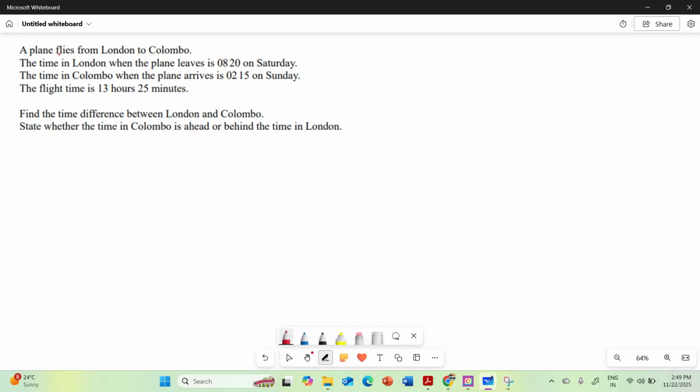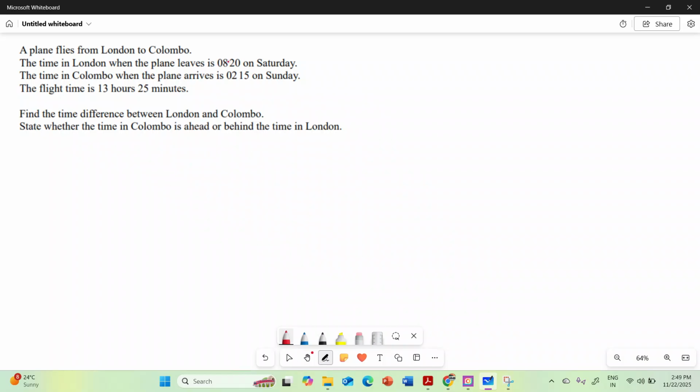Here I have a question. A plane flies from London to Colombo. The time in London when the plane leaves is 8:20 on Saturday. The time in Colombo when the plane arrives is 2:15 on Sunday. The flight time is 13 hours 25 minutes. Find the time difference between London and Colombo. State whether the time in Colombo is ahead or behind the time in London.